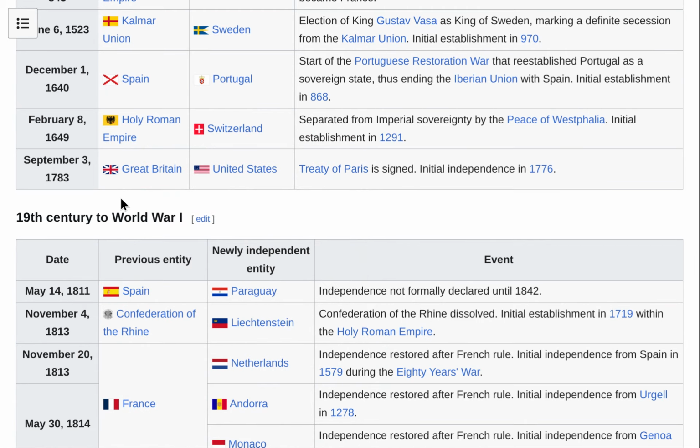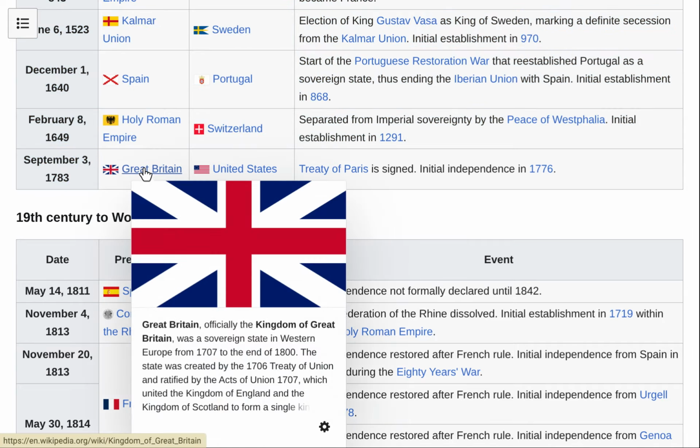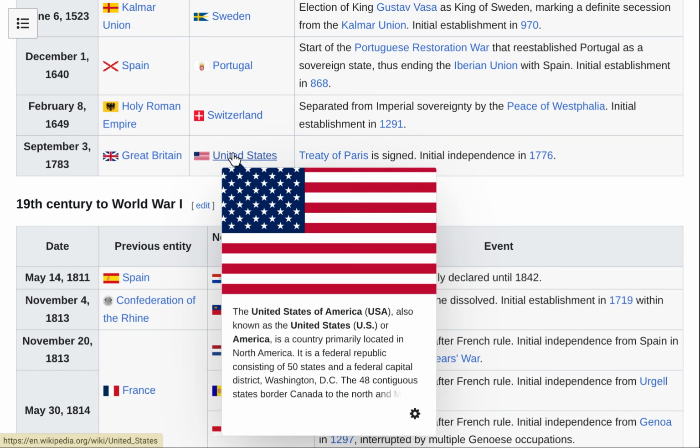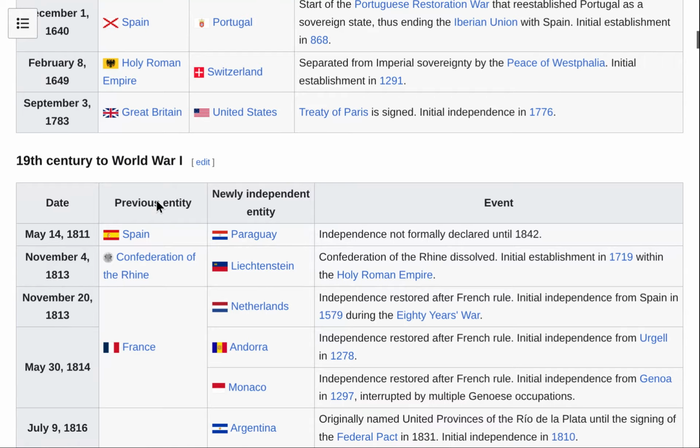It's just the flag. And we've got September the 3rd, 1783, where we have Great Britain. Officially, the Kingdom of Great Britain was a sovereign state in Western Europe from 1707 to the end of 1800. The state was created by the 1706 Treaty of Union, ratified by the Acts of Union 1707, which united the Kingdom of England and the Kingdom of Scotland to form a single kingdom. I'm going to assume that's kingdom. And United States was apparently part of the Great Britain, so interesting fact then.